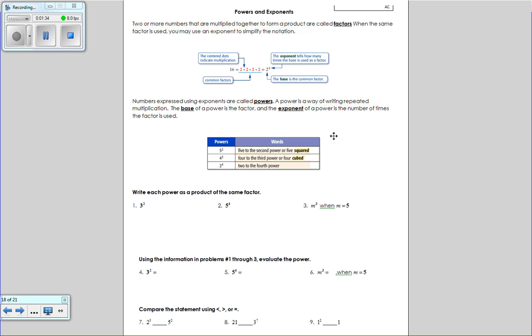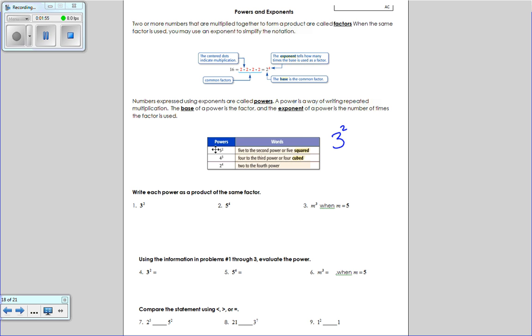So numbers expressed using exponents are called powers. If I have 3 with an exponent of 2, that's 3 to the power of 2. That's telling me I would multiply 3 2 times. So 3 is my base, 2 is my exponent, and this is 3 to the power of 2. The whole thing together is called a power.